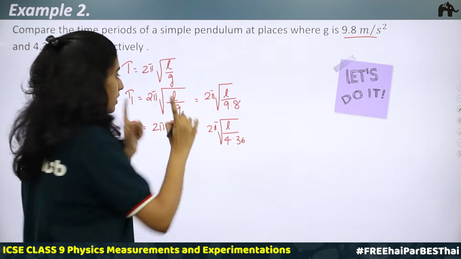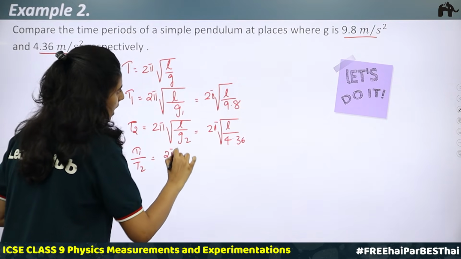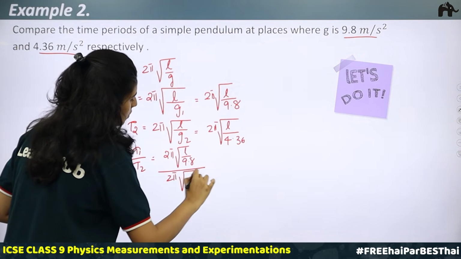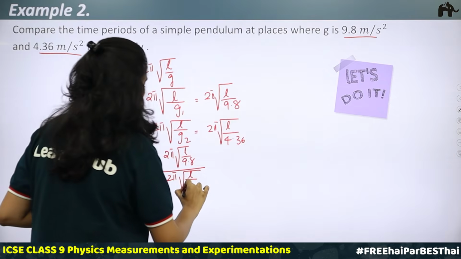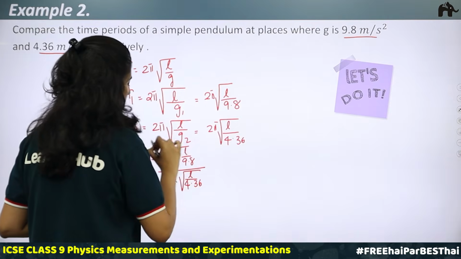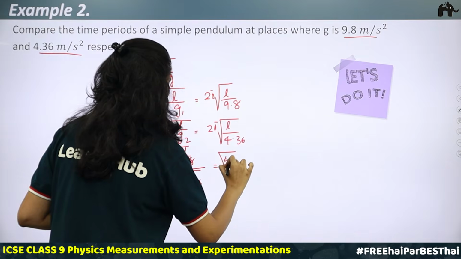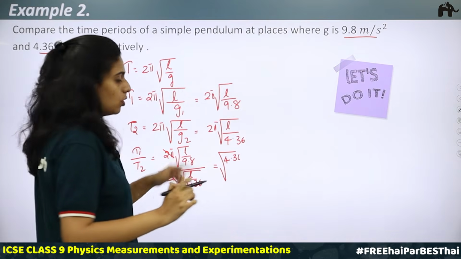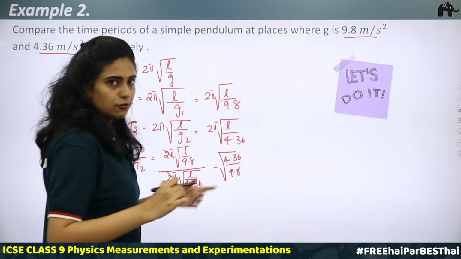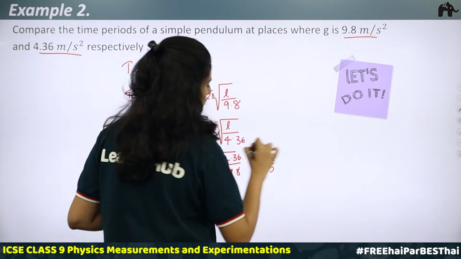which is 4.36. Okay, we need the ratio, that is T1 divided by T2 is equal to 2 pi root of L by 9.8 divided by 2 pi root of L divided by 4.36. Okay, 2 pi gets cancelled, root L gets cancelled, then you will be having root of 4.36 divided by 9.8, that is we are taking the reciprocal. When you find the root of this, you will be getting the ratio to be 1 divided by 1.5.